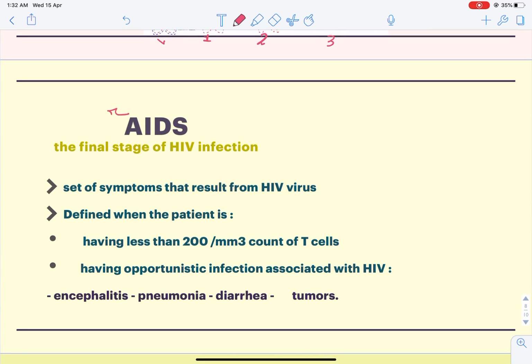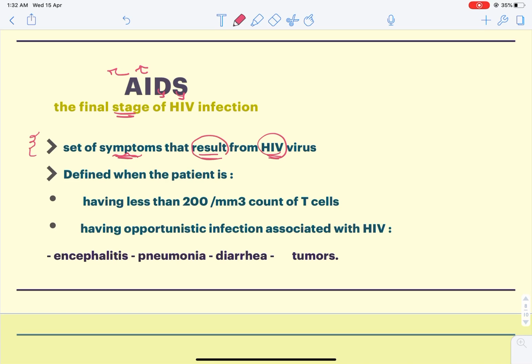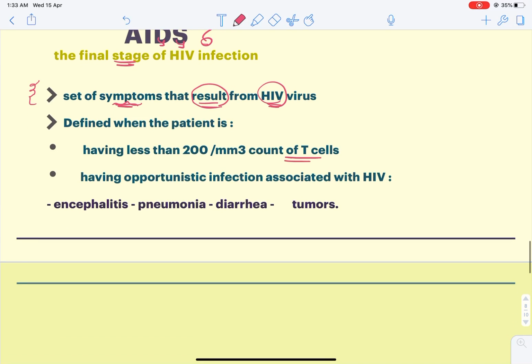AIDS, or acquired immunodeficiency syndrome, is the last stage of HIV infection, and it's the symptoms that result from the HIV virus. This is the difference between it and HIV. It's not the same. It's only symptoms that result from the HIV virus. So we can say that the patient has AIDS when the T cell count is below 200, because the normal count is between 500 and 1600, and also when the patient has opportunistic infections associated with HIV infection.